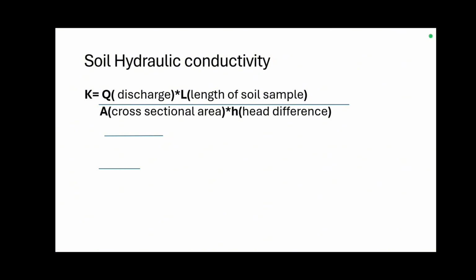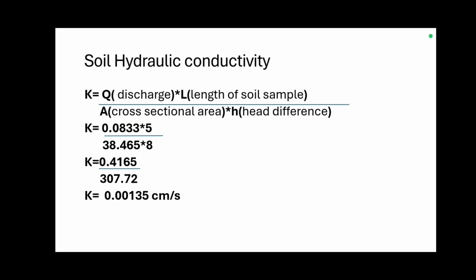K, soil hydraulic conductivity in centimeter per second, is equal to Q discharge, its SI unit is cm³ per second, times length of the soil sample in centimeter, divided by A, cross sectional area in cm², times head difference in centimeter. From the observed value, the soil hydraulic conductivity is equal to 0.00135 centimeter per second. It should be converted into centimeter per hour by multiplying with 3600. For our soil sample, the soil hydraulic conductivity is 4.86 centimeter per hour.